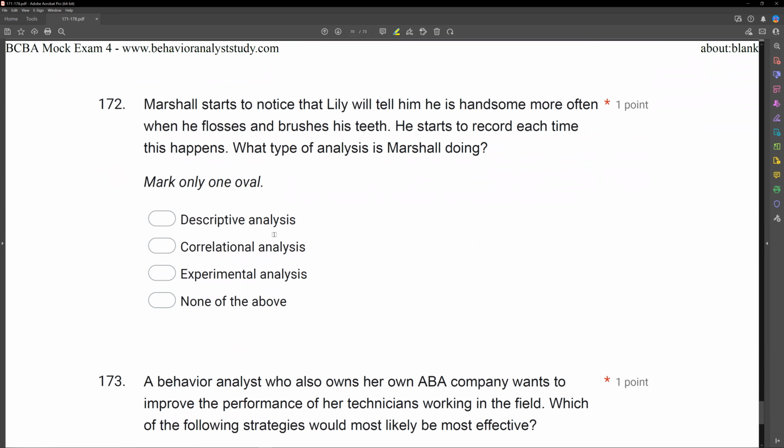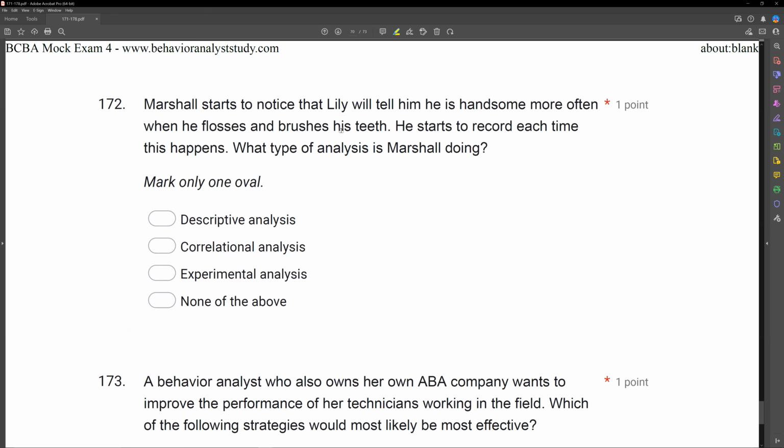When you see any of these, let's think about goals of science, right? Description, prediction, control, because these match up. When we're in description, if our goal is description, we're just describing what we see. We're observing a single variable, so descriptive analysis. We're observing one variable. We're not manipulating anything. We're not correlating it with anything. We're just observing it. So if Marshall was just observing every time Lily called him handsome, that's just a descriptive analysis, not manipulating it and not correlating it.